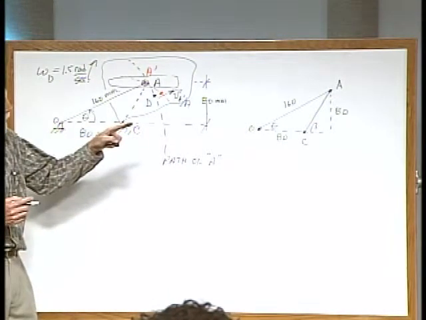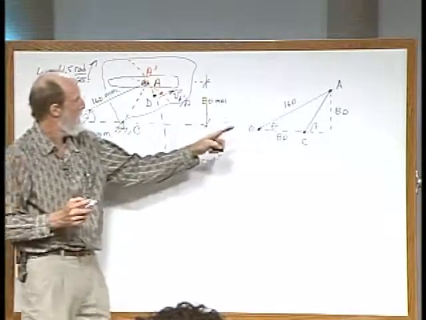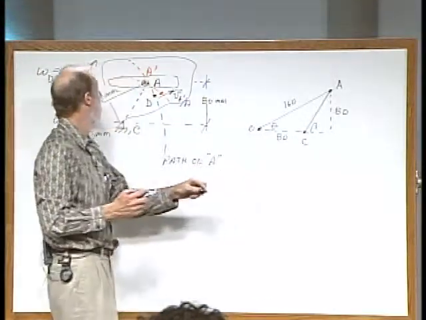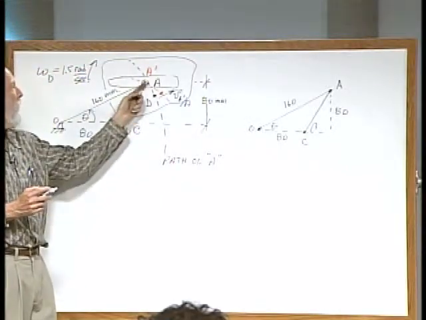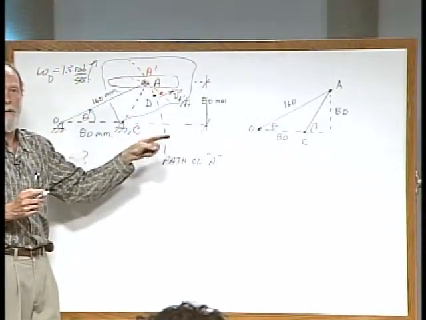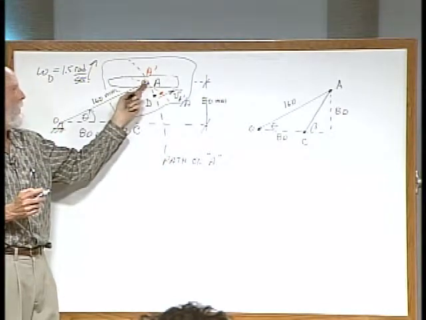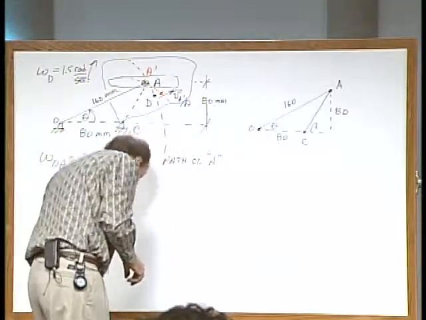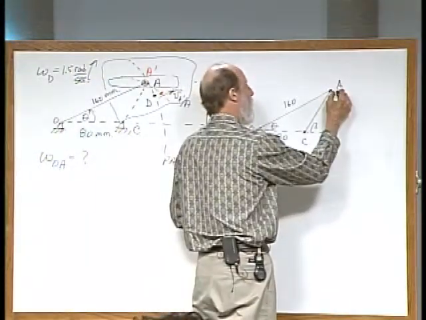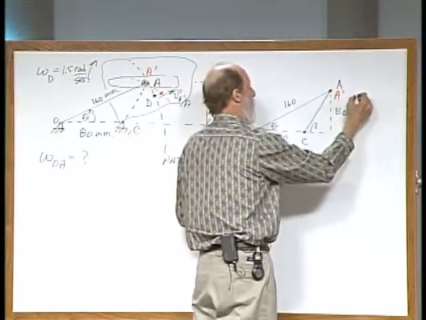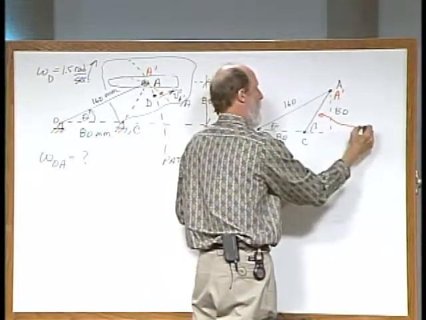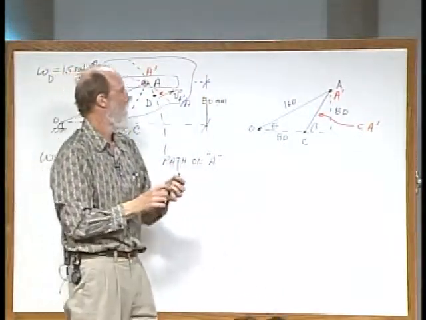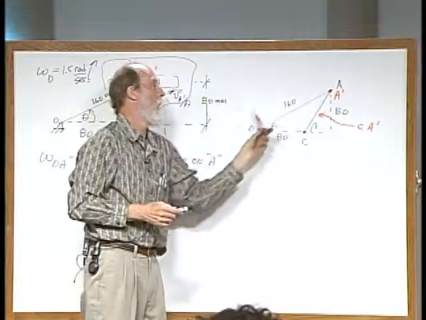Now, we've got to be a little careful here. C connects to what point? Does it connect to A? No, C really connects to just the slot, A prime, doesn't it? C connects to A prime. So this thing is CA prime. And this member is OA, or AO.